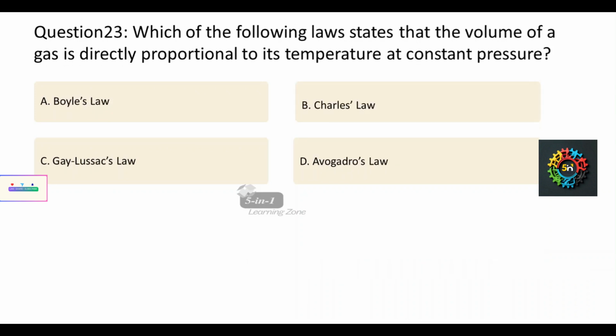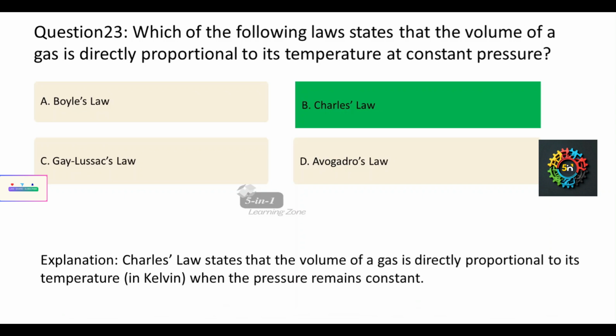Question 23. Which of the following laws states that the volume of a gas is directly proportional to its temperature at constant pressure? Correct answer: B. Charles's law. Explanation: Charles's law states that the volume of a gas is directly proportional to its temperature in Kelvin when the pressure remains constant.